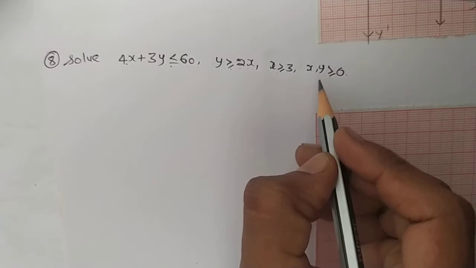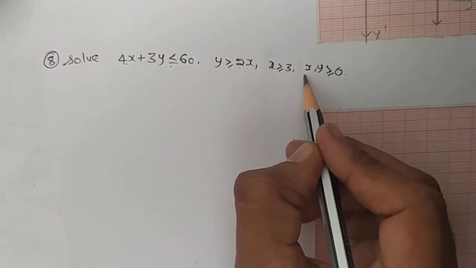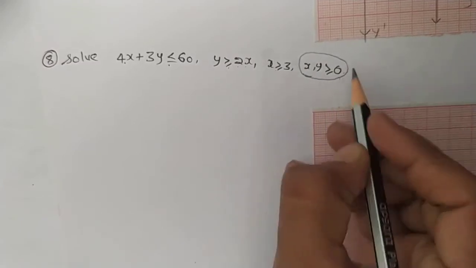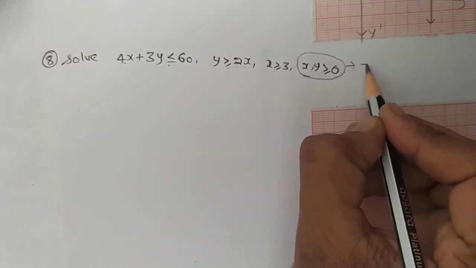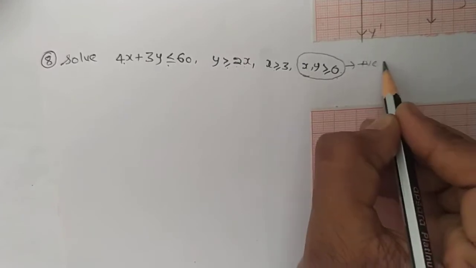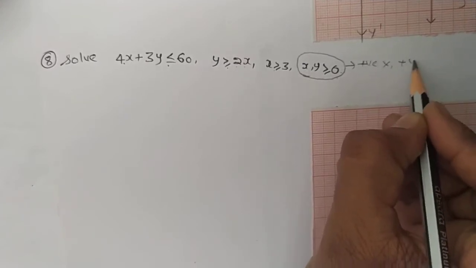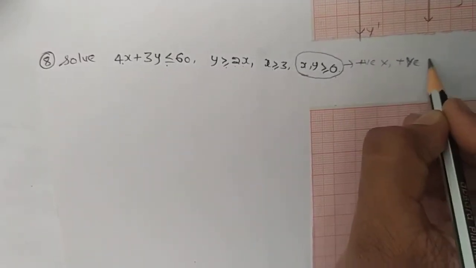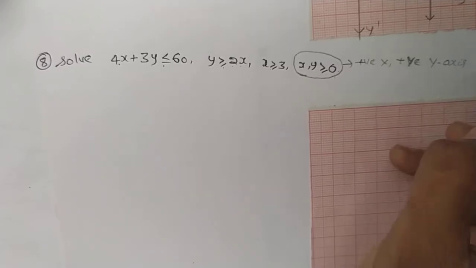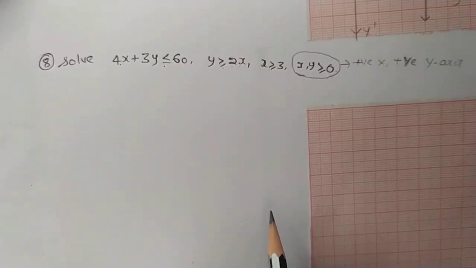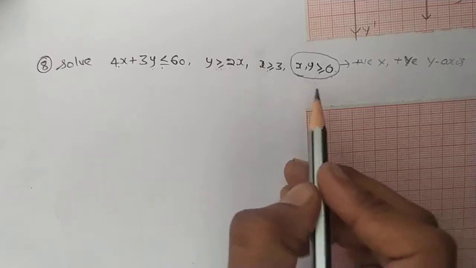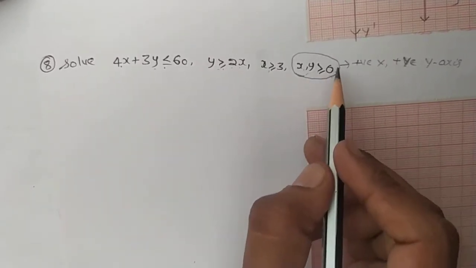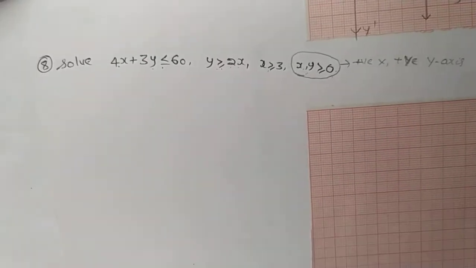In the note point itself, I already told you x greater than or equal to 0, y greater than or equal to 0 represents positive x and positive y axis only. This condition represents positive x, positive y axis. Okay, now we have to consider these three inequalities only. This one already we know will be in the first quadrant, I mean positive x and positive y only.